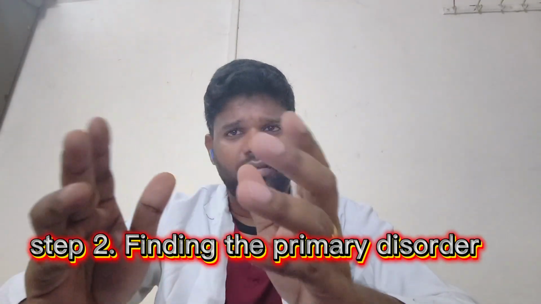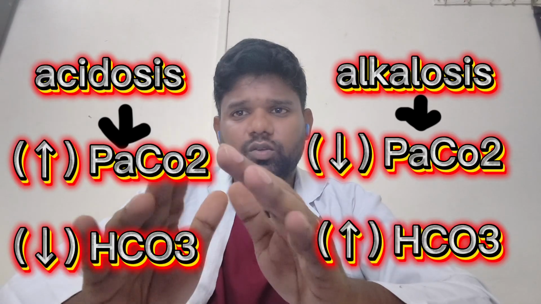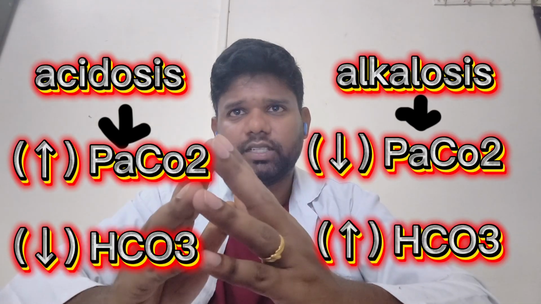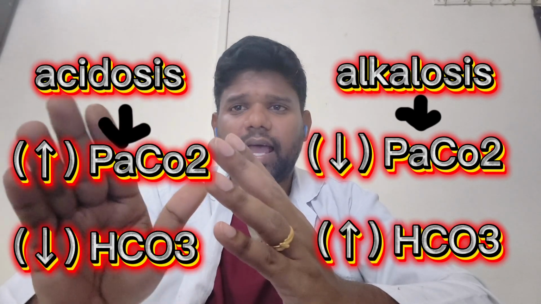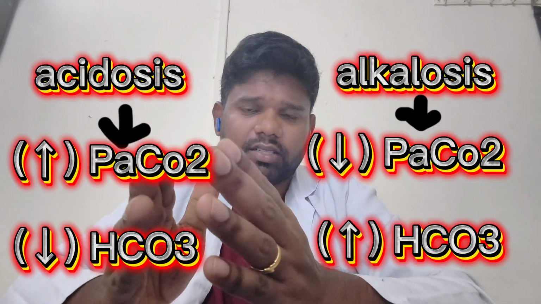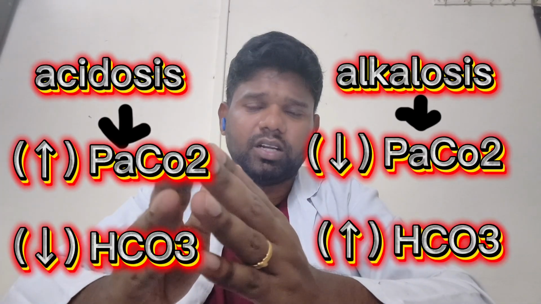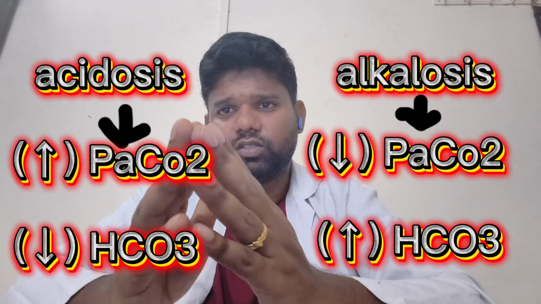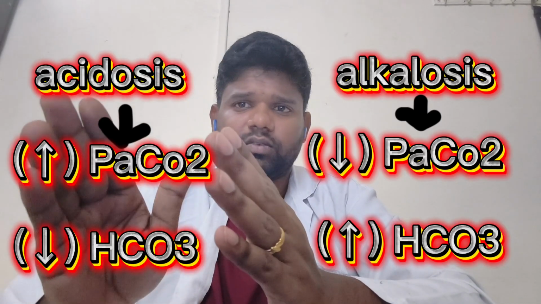Now coming to the second step, finding out the primary pathology. The lungs control the carbon dioxide. If there is too much carbon dioxide in our body, the patient will go into acidosis. If the carbon dioxide level is less, it is called alkalosis. The normal range is 35 to 45. If the carbon dioxide PCO2 level is more than 45, that is acidosis. If the carbon dioxide is less than 35, that is going to the alkalosis side.